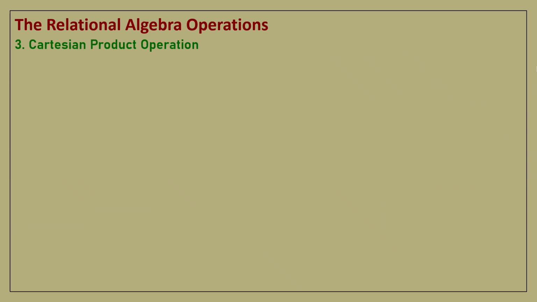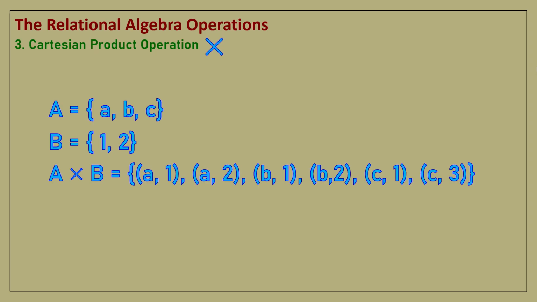The Cartesian product operation. The Cartesian product is denoted by a cross symbol. The Cartesian product of two sets combines each element of one set with each element of another set, as shown in the example. In the Cartesian product of set A with set B, each element of set A is combined with each element of set B.